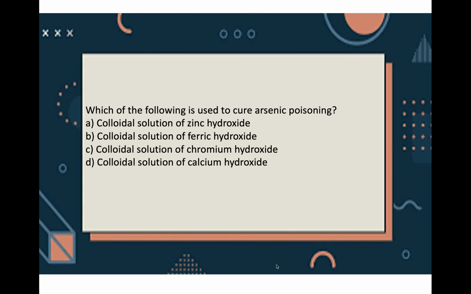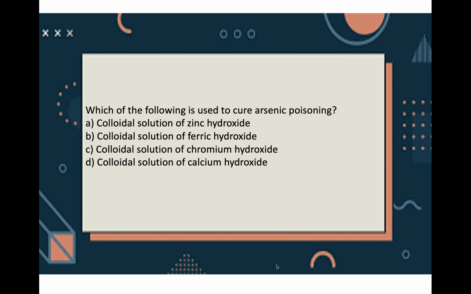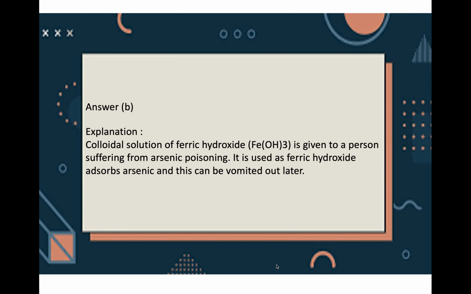Now on to the next question. Which of the following is used to cure arsenic poisoning? A. Colloidal solution of zinc hydroxide, B. Colloidal solution of ferric hydroxide, C. Colloidal solution of chromium hydroxide and D. Colloidal solution of calcium hydroxide. So, the answer is B, colloidal solution of ferric hydroxide. It is given to a person who suffers from arsenic poisoning. Ferric hydroxide is used because it absorbs arsenic and so it can be vomited out later.